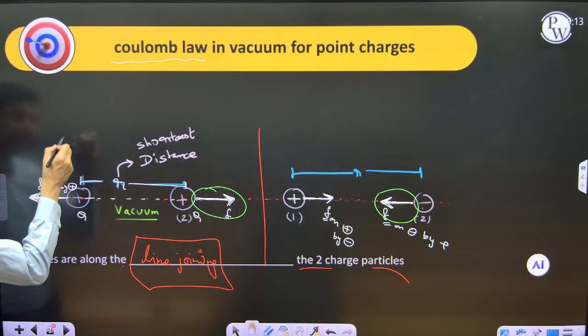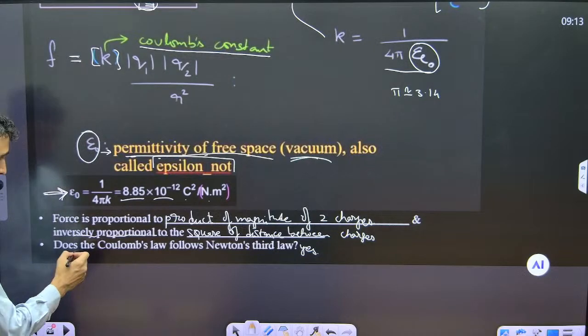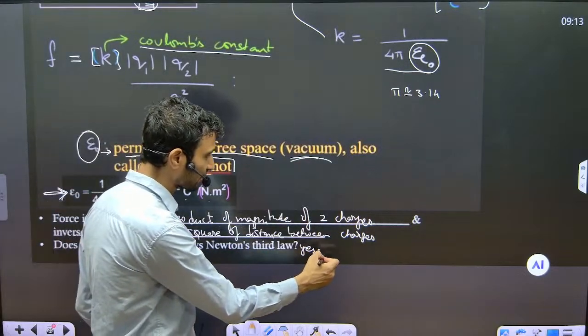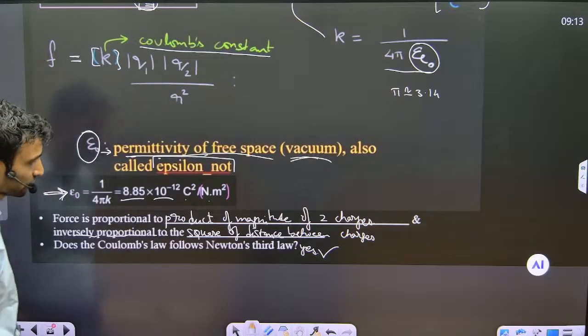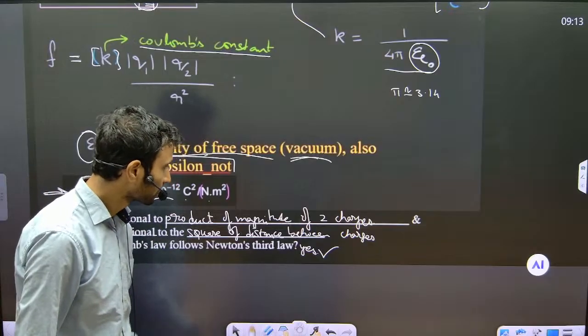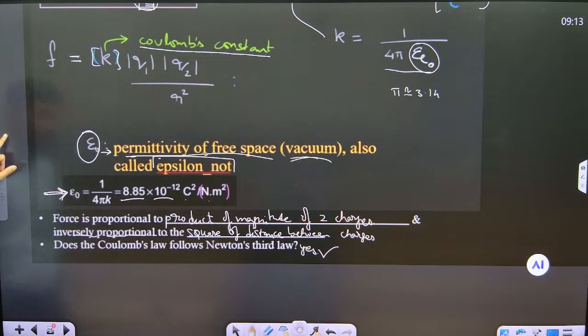So it follows Newton's third law. So does Coulomb's law follow Newton's third law? The answer is yes, right? So write down this.